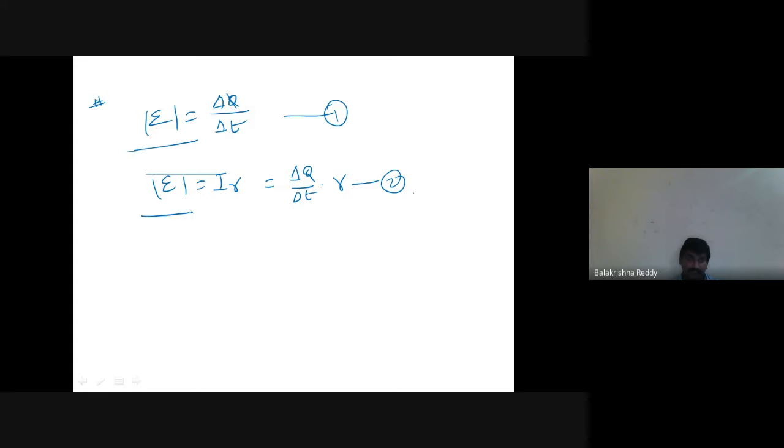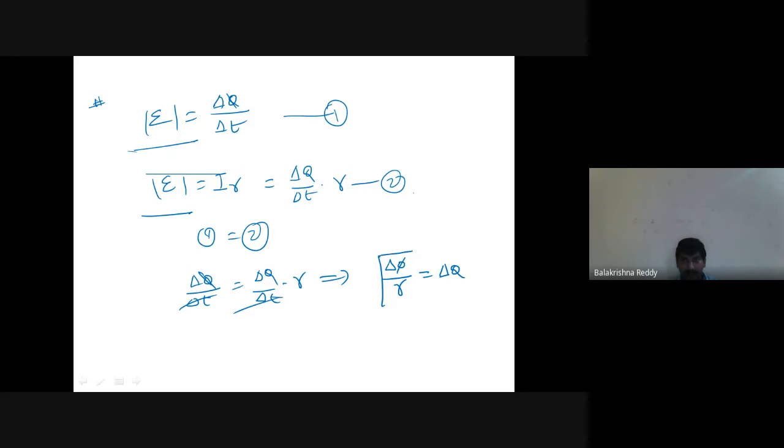This is EMF, this is also EMF. If I equate 1 and 2, then I can write d phi by dt equal to delta q by delta t, into R. Therefore, this expression I can write: delta phi by R equal to delta q. Means the change in the flux, in terms of charge and resistance, we are expressing here.